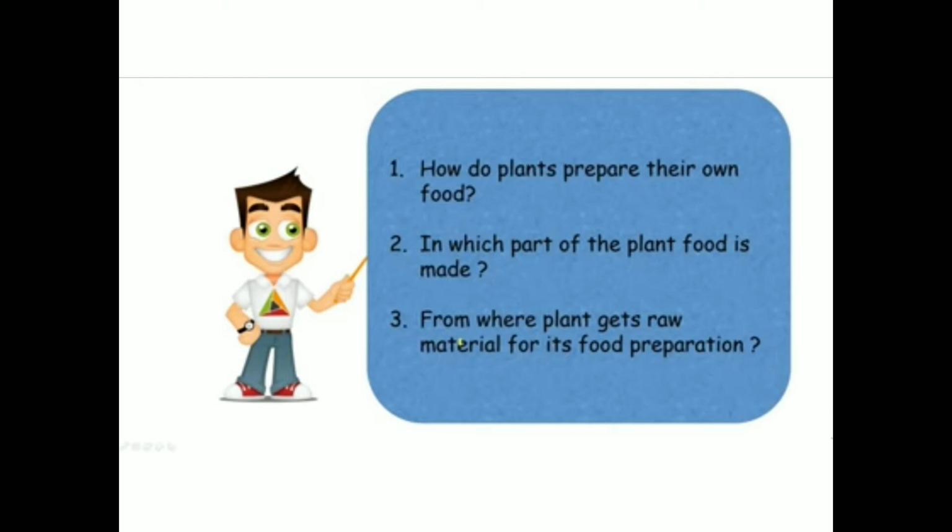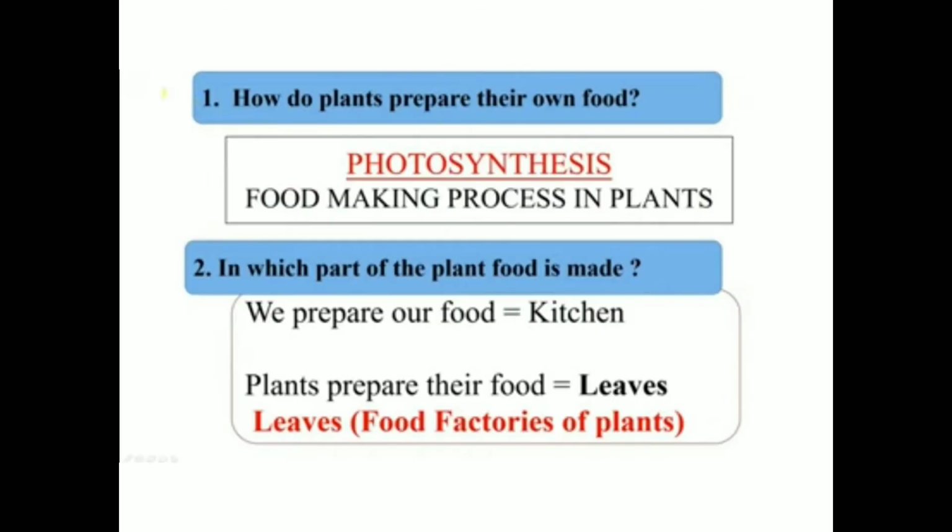So the first question is, how do plants prepare their own food? The answer is by a process known as photosynthesis. Photosynthesis is the food making process in plants. The second question was, in which part of the plant is food made? Just as we prepare our food in our kitchen, plants prepare their food in their leaves. Yes, leaves are called the food factories of plants.